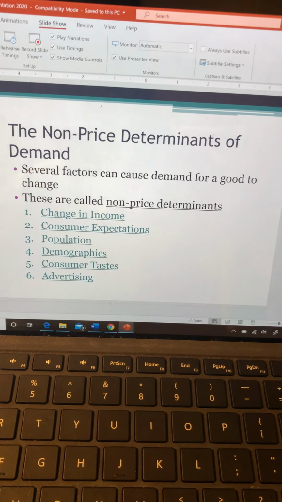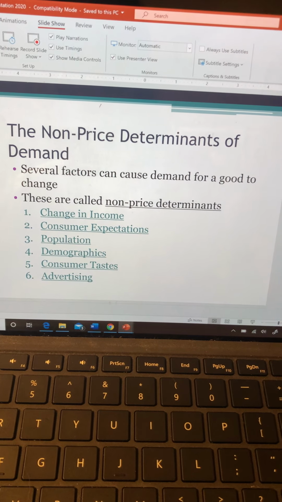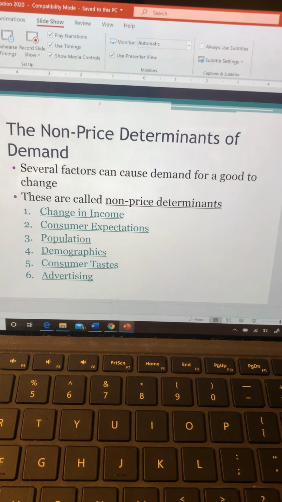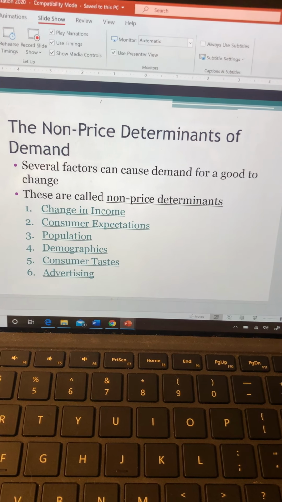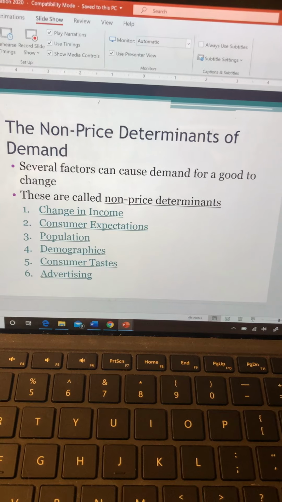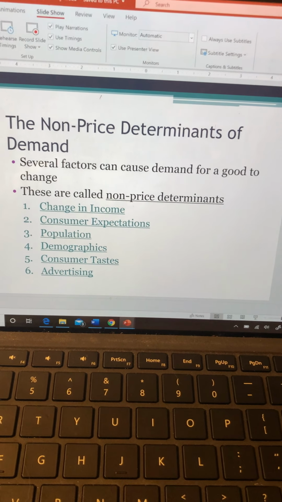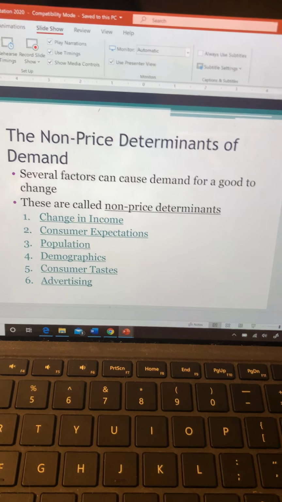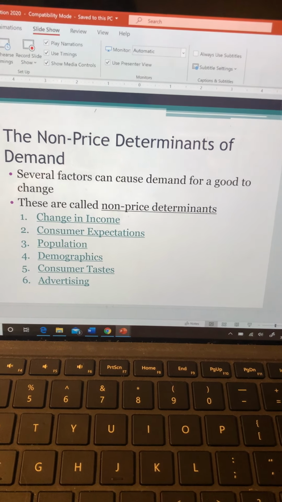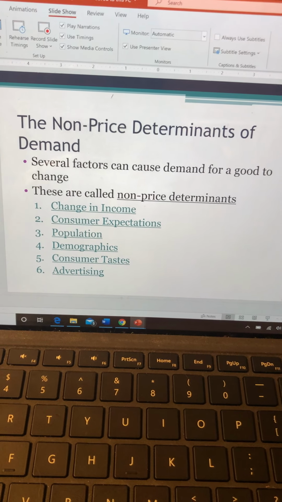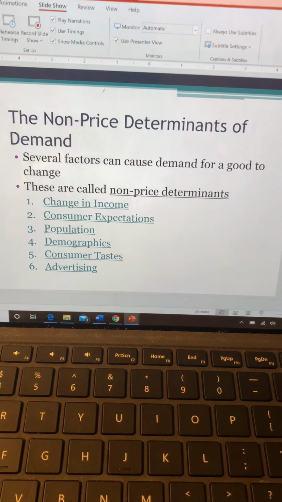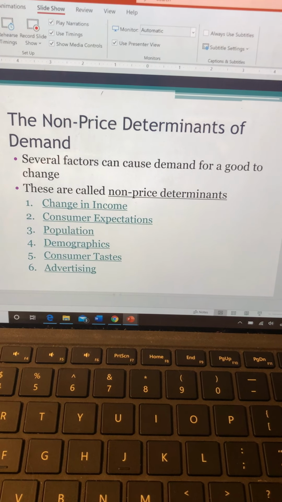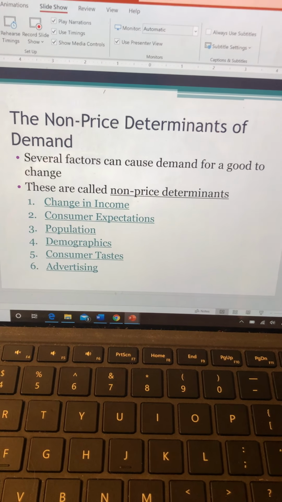Okay, so again, there's certain things besides price that will affect the demand of a good or service. And we're going to go through a couple of them now. So they're called non-price determinants, just like I said in the beginning of the video, that if it's really rainy, your demand for takeout is going to increase, right? So let's go through some of these other non-price determinants together. Change in income, consumer expectations, population, demographics, consumer taste, and advertising.